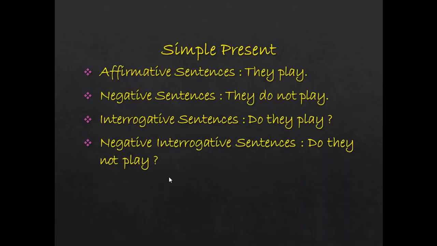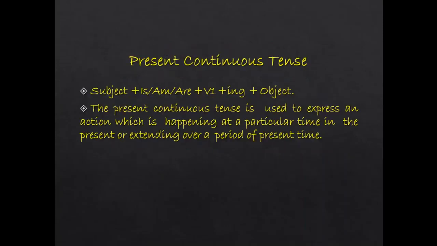Now we'll proceed further with the present continuous tense. The form of the present continuous tense is subject plus is, am or are plus first form of verb plus ing plus object. The present continuous tense is used to express an action which is happening at a particular time in the present and extending over a period of present time.